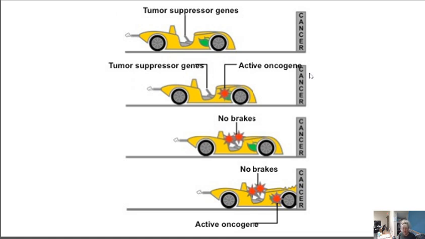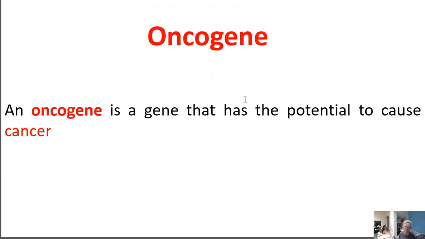Cells are going to keep replicating. So the active oncogene gets turned on. That's when this happens. No brakes, no brakes, and then we just keep getting replication of unneeded cells. So an oncogene is a gene that has the potential to cause cancer. You might be thinking, well, no, I don't have any of those. Oh yeah, you do. We all do. They're in our body. And most of the time, thank God, they're not really active.